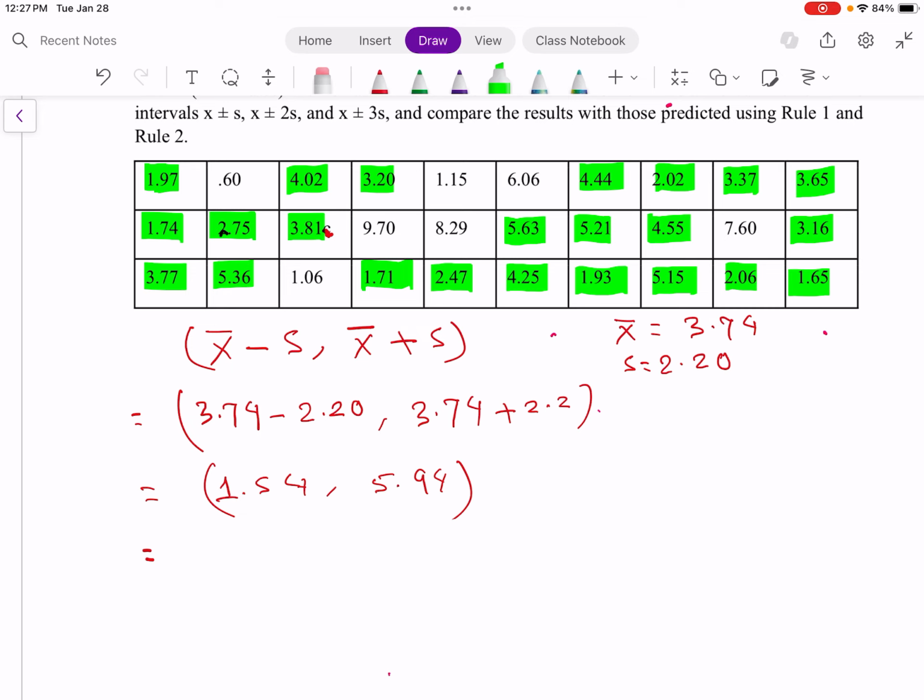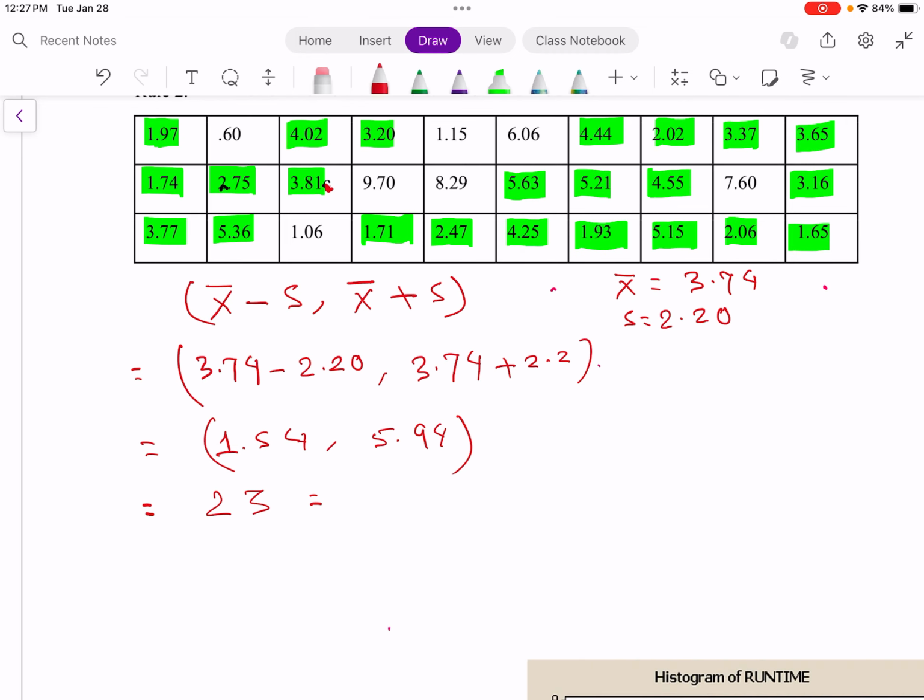Now how many measurements do we have here? 1, 2, 3, 4, 5, 6, 7, 8, 9, 10, 11, 12, 13, 14, 15, 16, 17, 18, 19, 20, 21, 22, 23. Is that correct? So we have 23 measurements within one standard deviation of a mean. Now what percentage of measurements is this? Out of 30, 23 is within one standard deviation. Now can we convert this into a percentage?